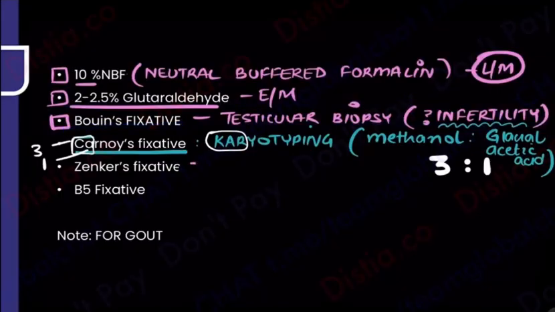Moving on to the next. Where do you put a bone marrow biopsy? We can put it in Zenker's fixative or B5 fixative. Bone marrow biopsy is very well seen in these.